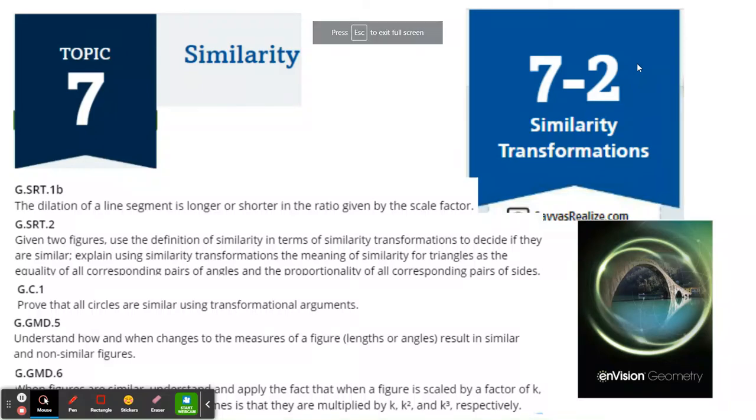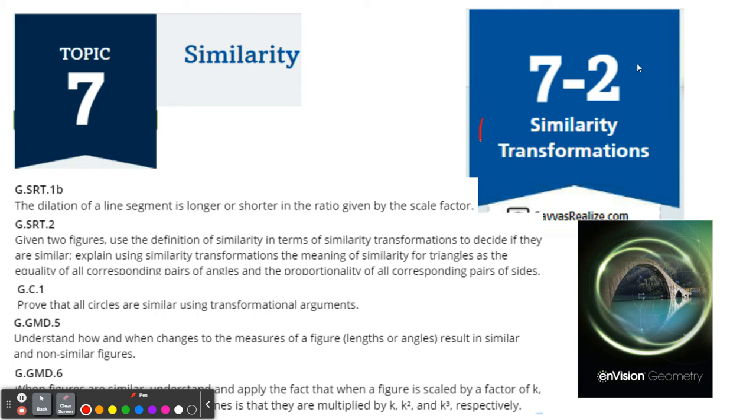Hello, geometry. Welcome to lesson 7 on similarity transformations. So in the last lesson, we talked about dilations, right? That's one of the transformations. So now we're going to talk about similarity transformations, building up our way towards similarity and how we show two triangles are similar. Okay, that's section 7.3, I believe.